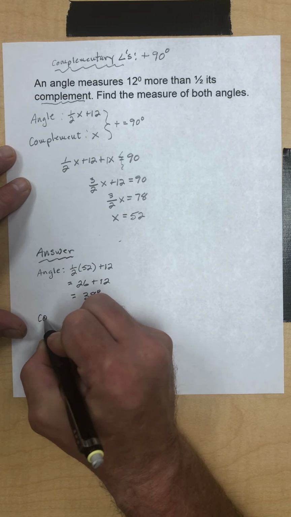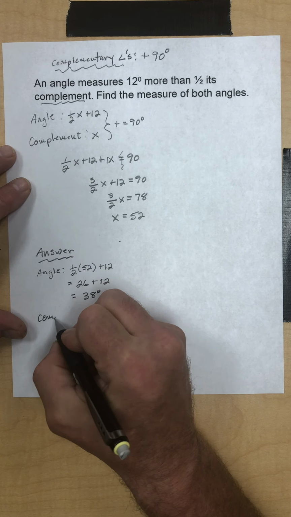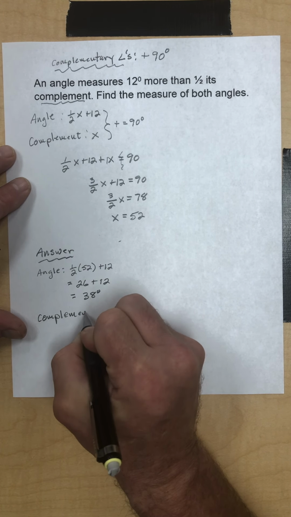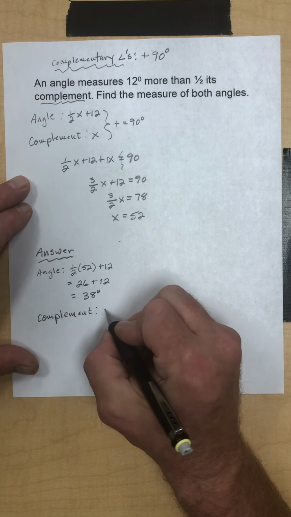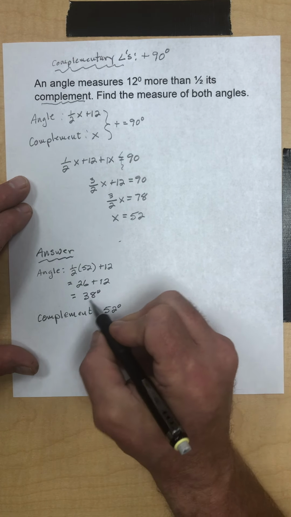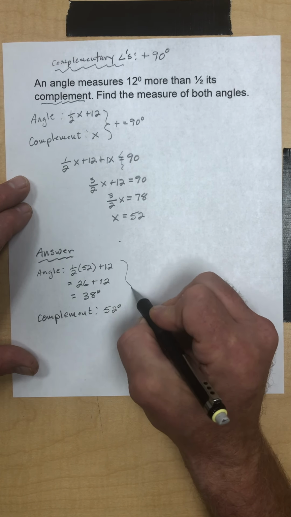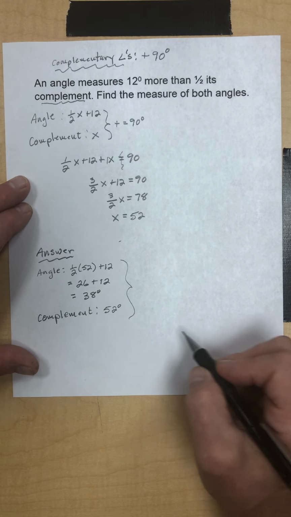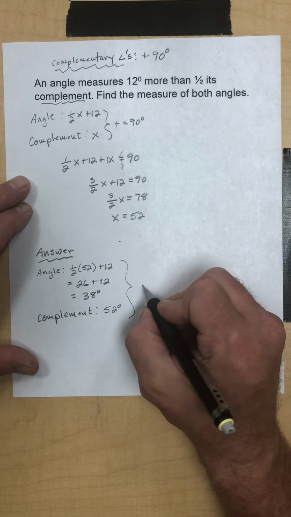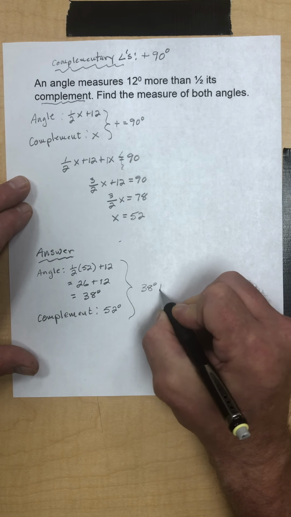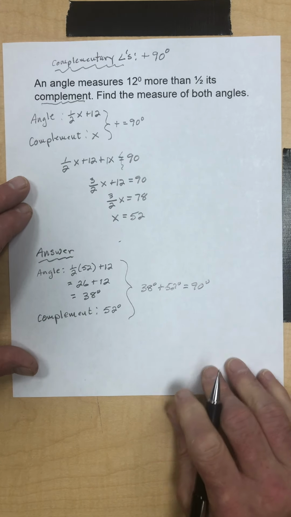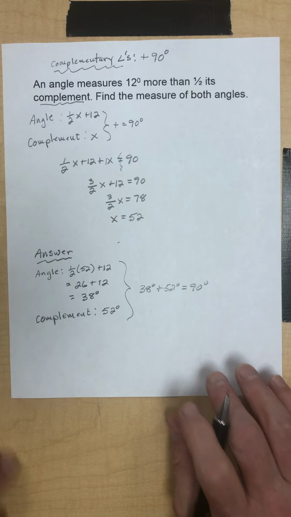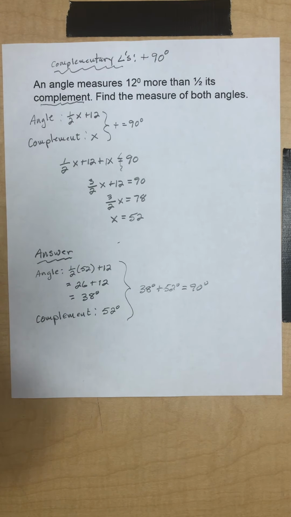And then if we look at the complement, well, the complement is just x, and x is 52. Now, if it's in good shape and things work out, I know that these two angle measures have to add up to 90 degrees because they're complements. So if we take a look at 38 degrees and 52 degrees, if we add those, we do get 90 degrees. So we're in good shape. So the two angles that we're working with, one of them has to be 38 degrees and one of them has to be 52 degrees.